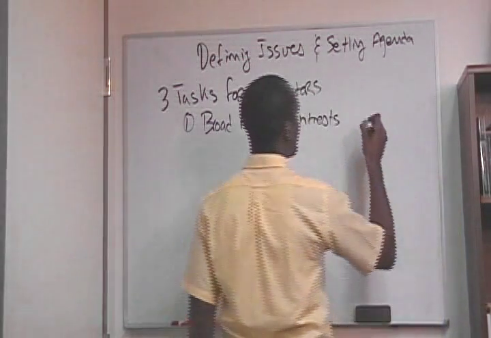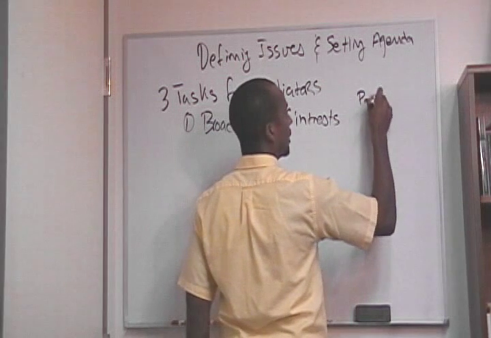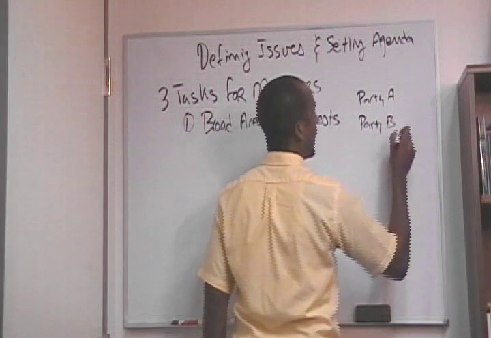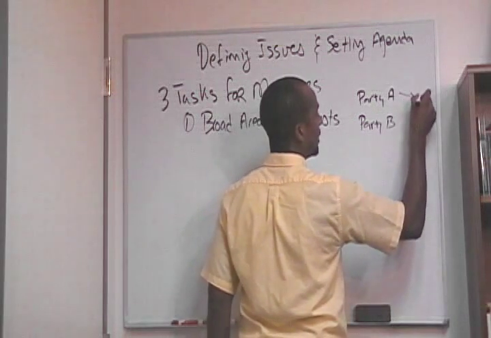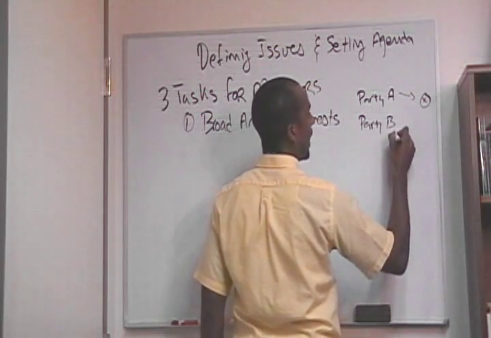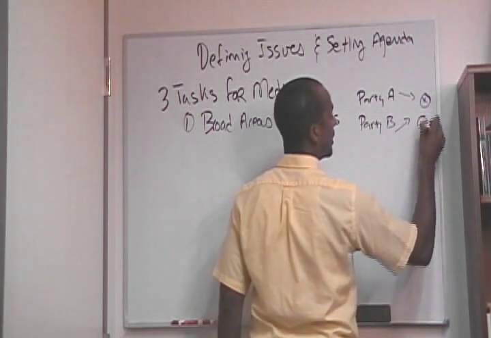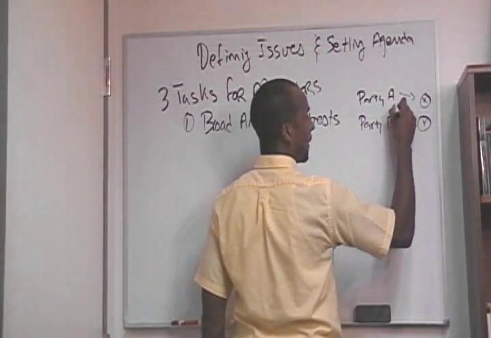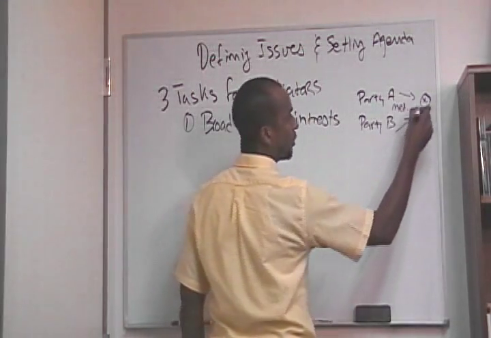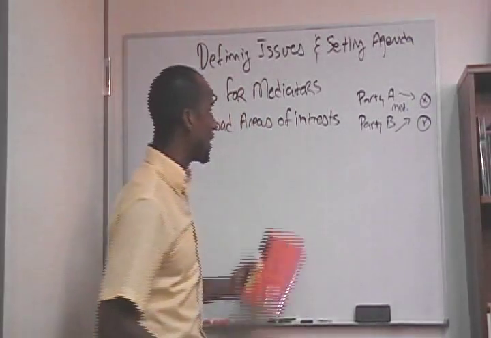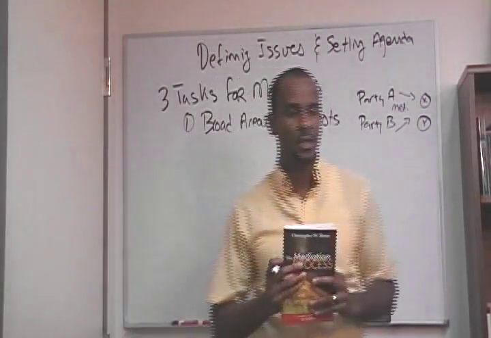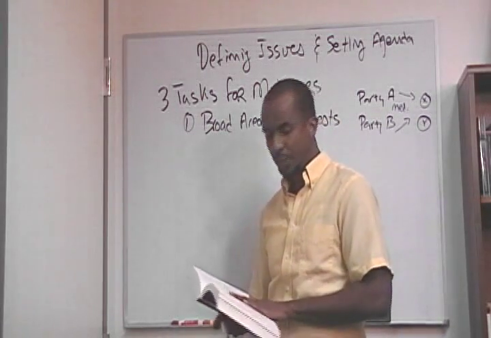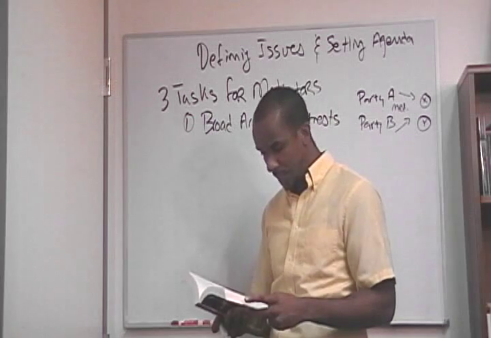So we'll have, let's say, party A and party B. And party A is interested in topic X, and party B is interested in discussing topic Y, and it is the mediator's responsibility to sort of bridge the gap between these two topics. Though that's not explicitly stated in Moore's opening suggestions, in his opening claims, that's what's to be understood.